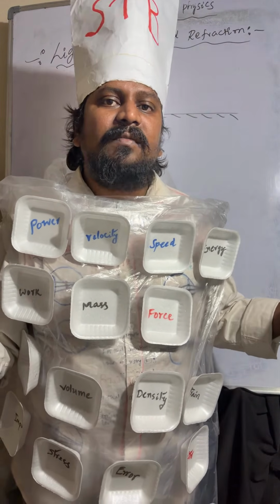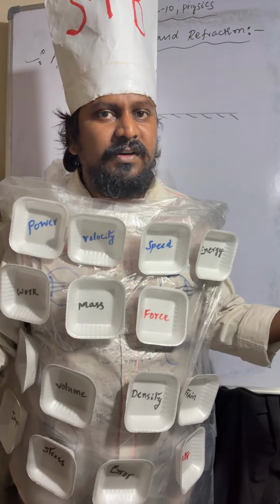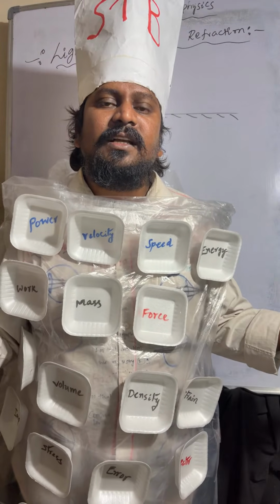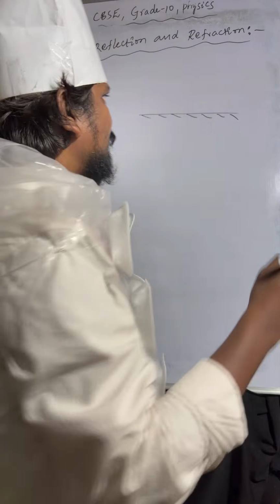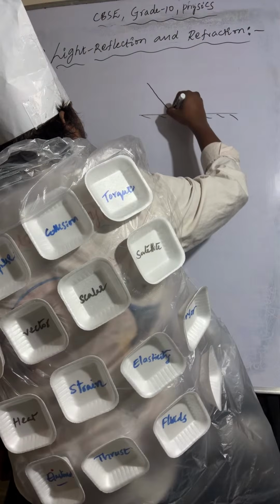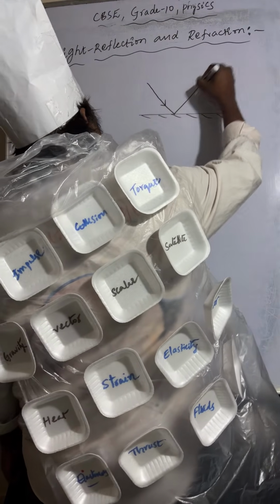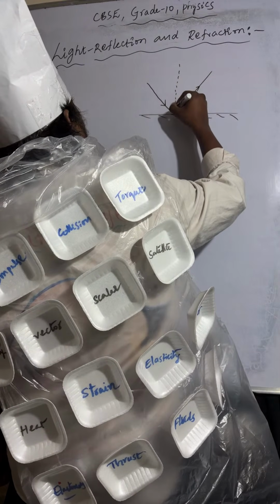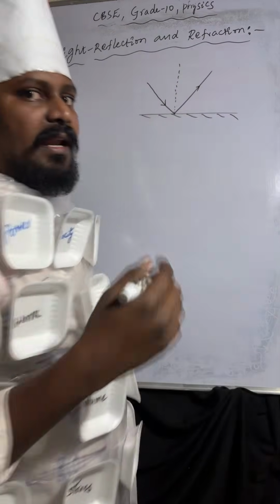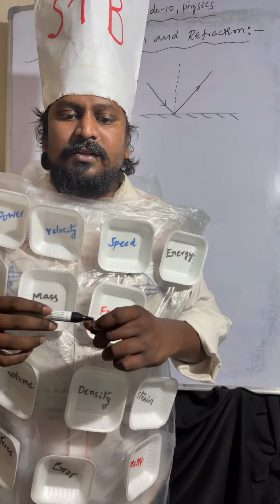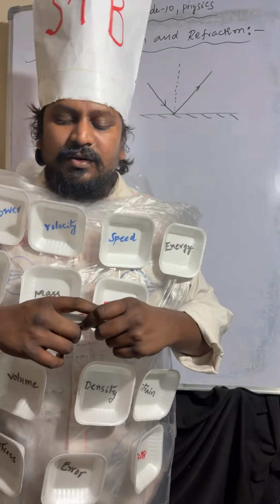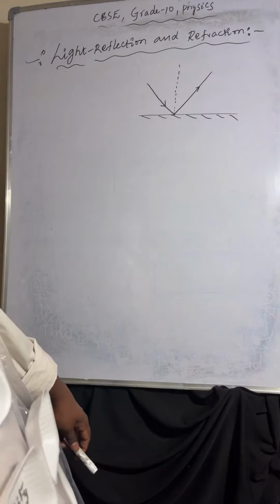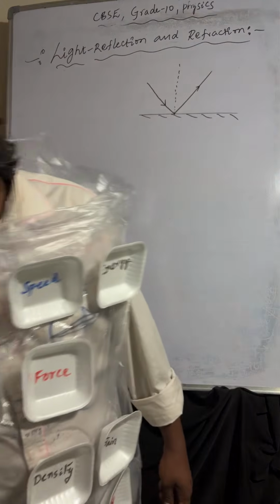The bouncing back of the light from the reflecting surface is called reflection of light. So I am taking this as the incident ray, and this is the reflected ray, and the light ray which is perpendicular to the plane surface is called the normal line.